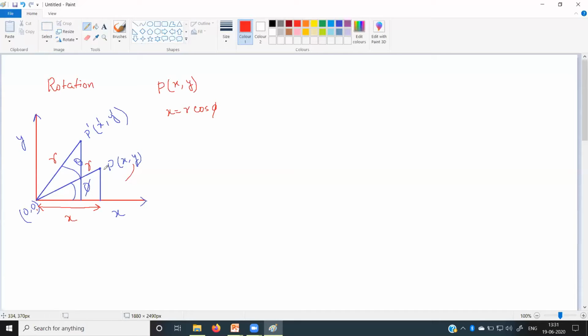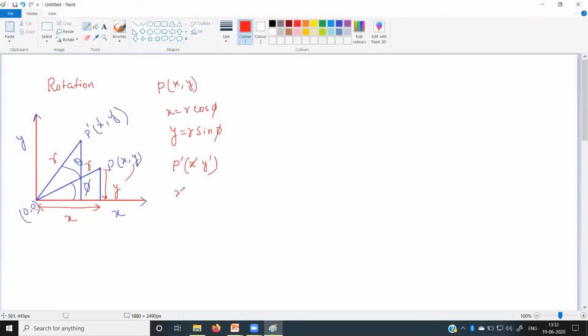Again, the length from here to here is Y, and this is R. So you can also write Y equals R sin phi. Clear? Now, in the same way, we want to find the point P dash, with coordinates X dash and Y dash.